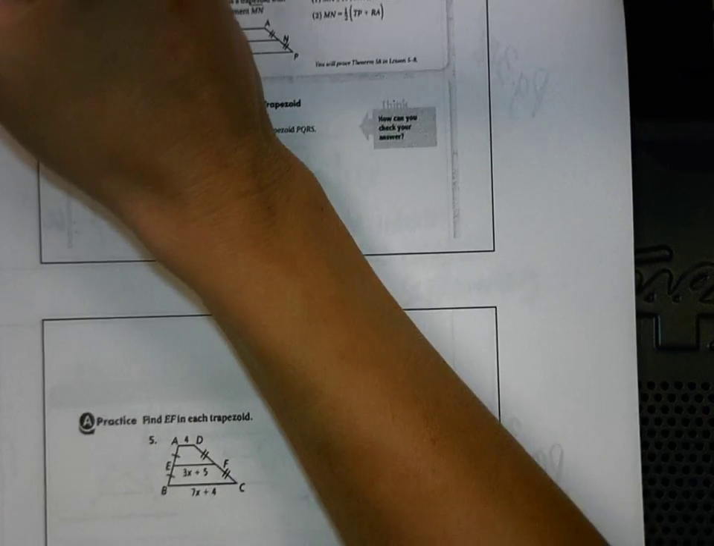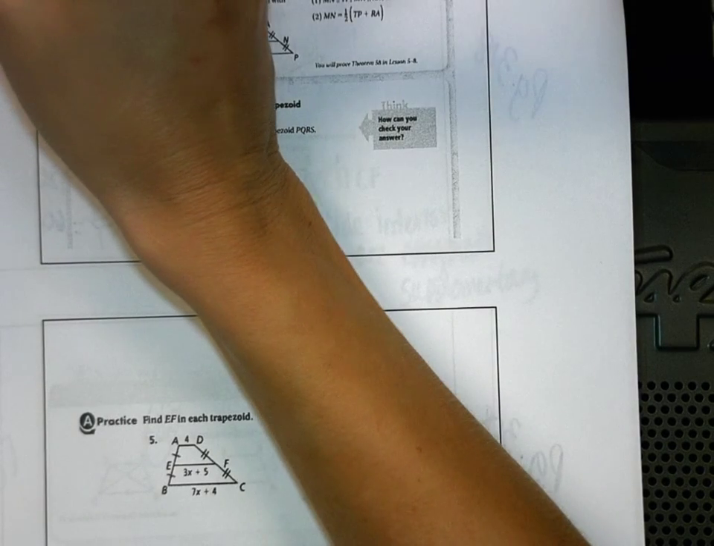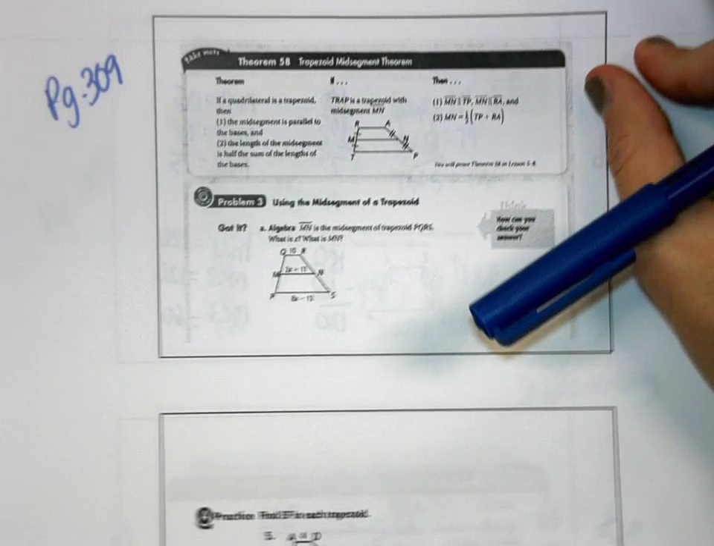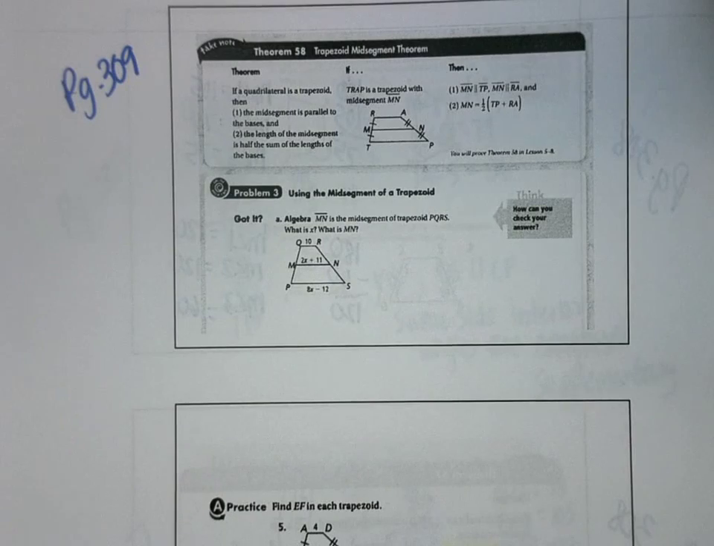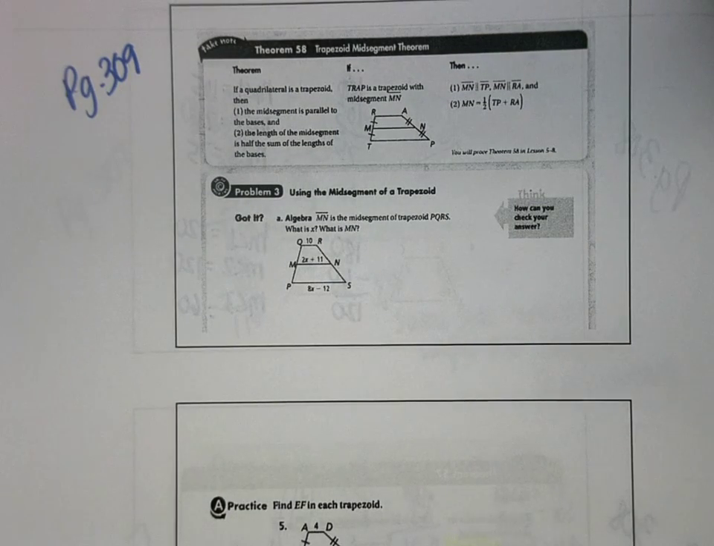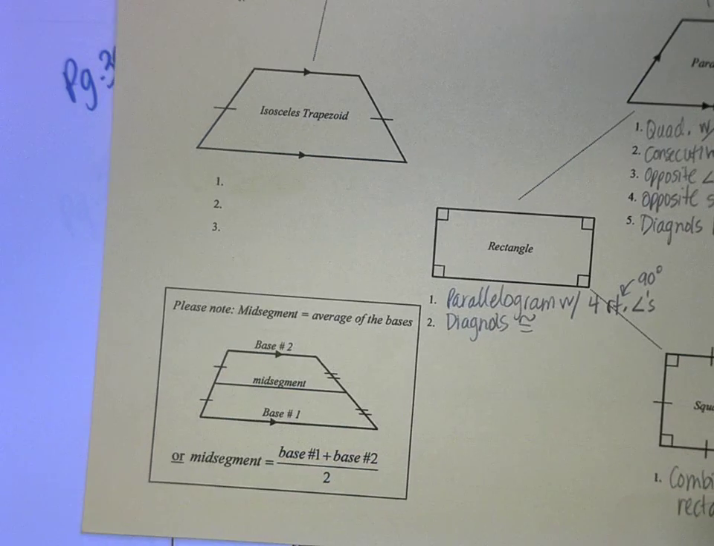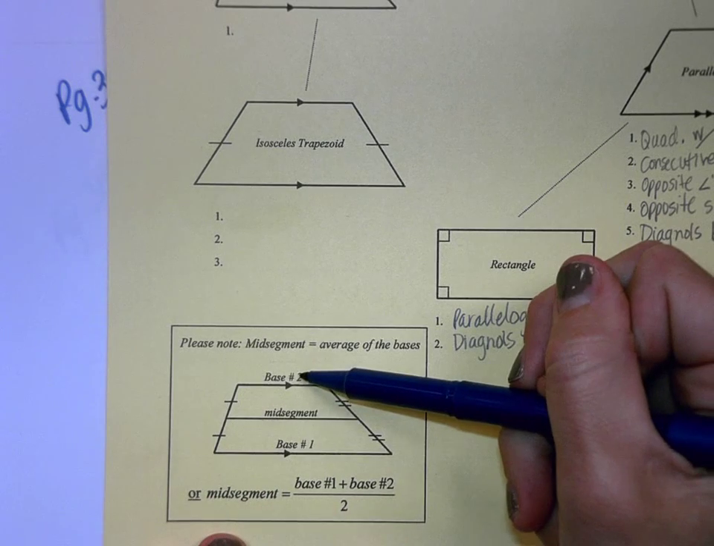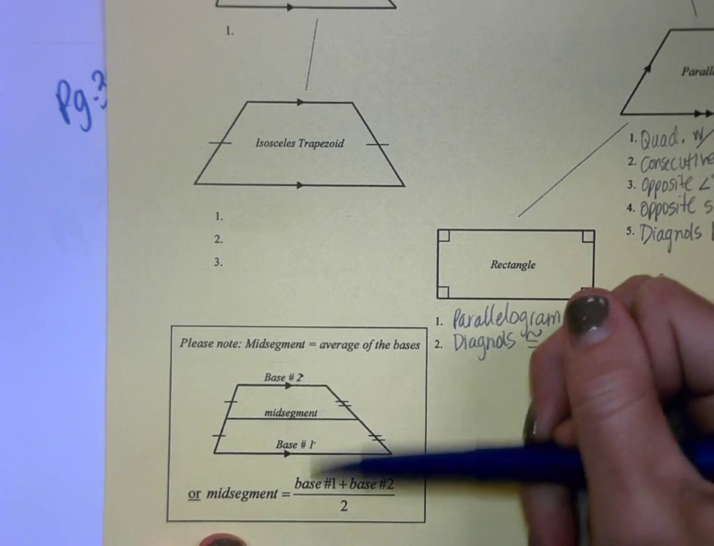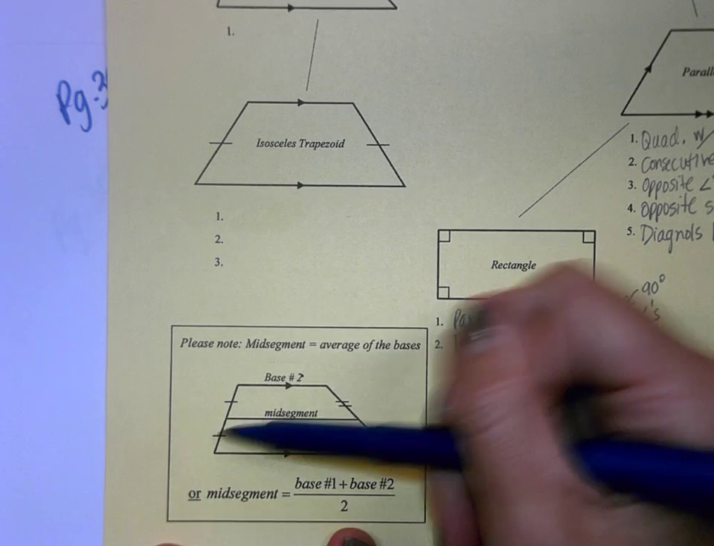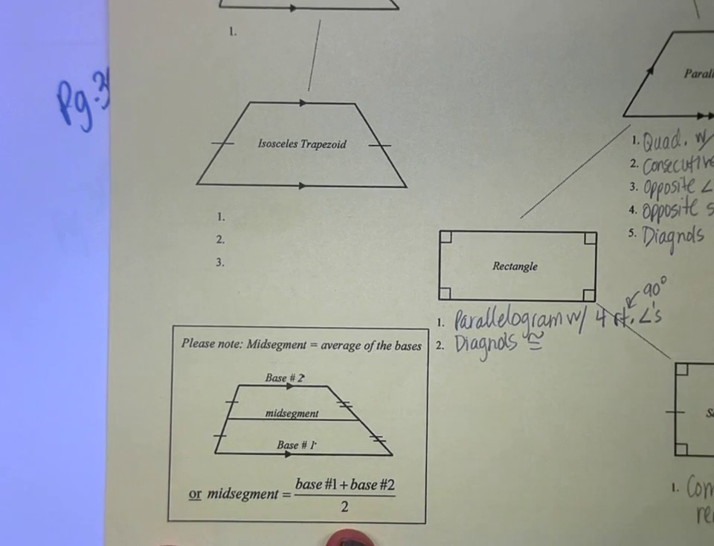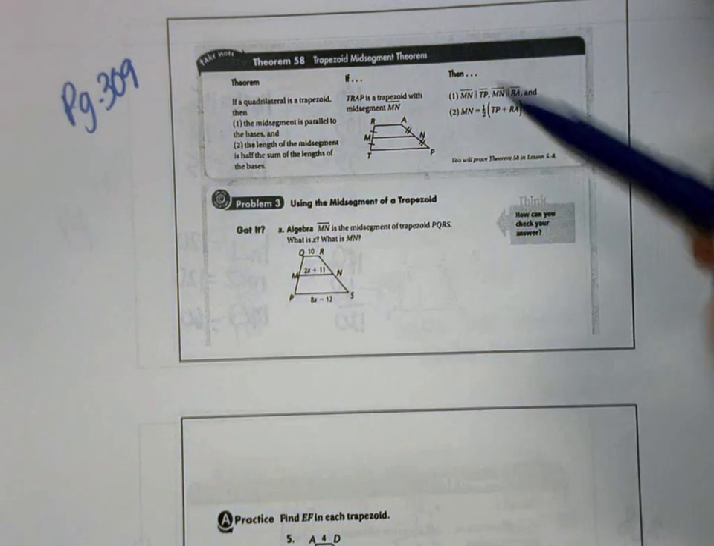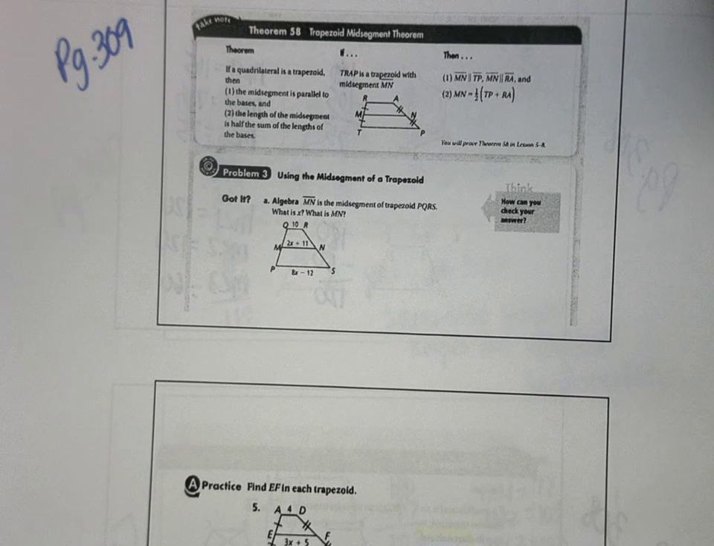Okay, still on page 309. And actually, if you wanted to look at your yellow card as well, we have this definition at the bottom here. So I kind of wanted you to look at this. But this is saying if you take your base 1 and base 2, if you add those two together and divide by 2, it equals the middle line. Okay? And so that's what it's saying here, but I feel like it's saying it a lot more complex.